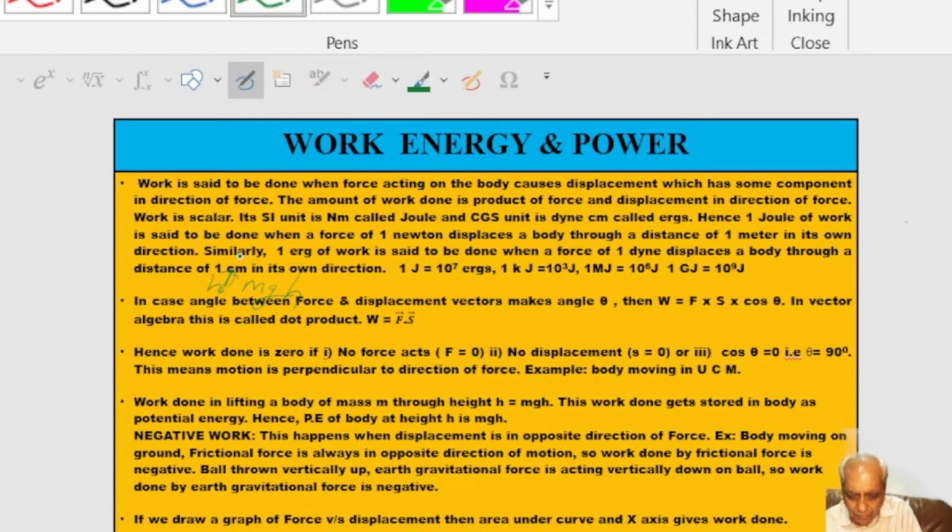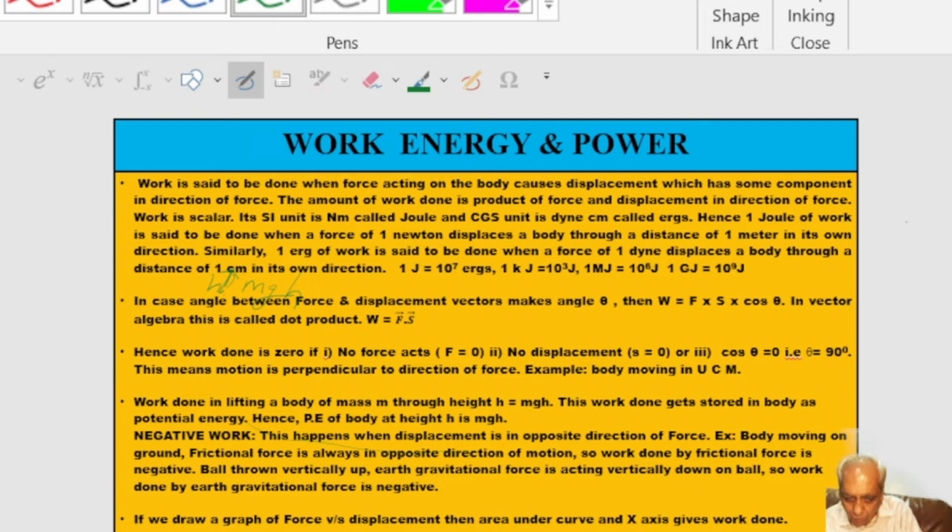So where does this work done, this energy which a person has applied, go? It gets stored in the body in the form of potential energy. So we say the potential energy of a body at height h is mgh. Okay, so now we'll go to another concept.